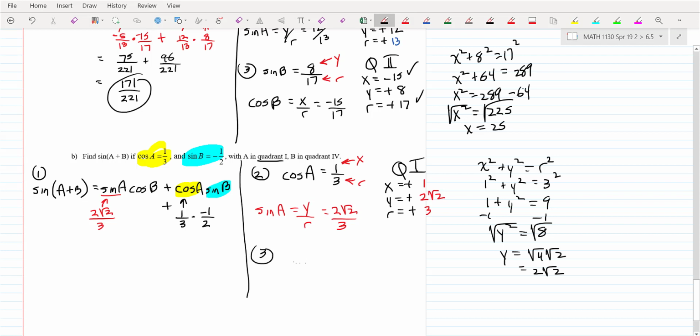And then the third thing you were given is the sine of B is -1/2. And this one was quadrant 4 if you read the problem. So that means x is positive, y is negative, r is also positive. So pay attention to your signs. And again, the sine is y over r. So you would end up having y would be -1, r would be 2.